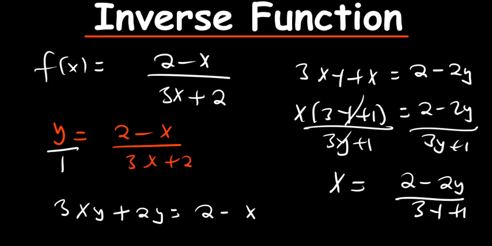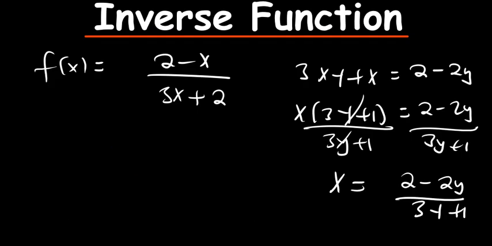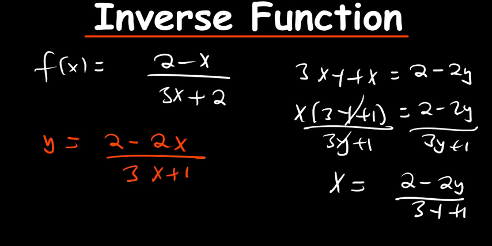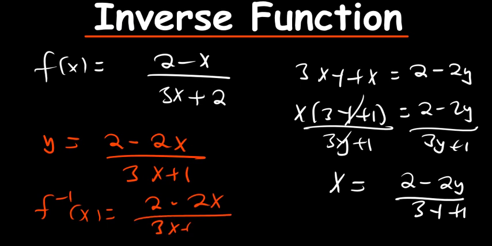Then, to conclude this, where there is x, you have to put y. Where there is y, you put x. So then it's going to be y is equal to 2 minus 2x, divided by 3x plus 1. Therefore, the inverse of f of x is equal to 2 minus 2x divided by 3x plus 1. So this is the inverse.